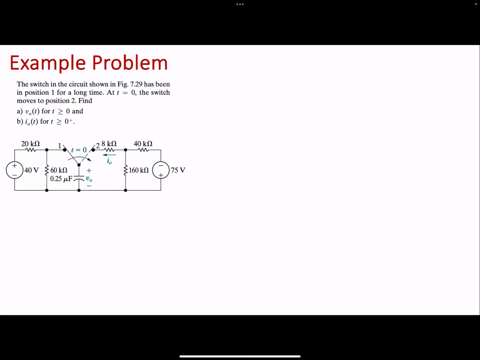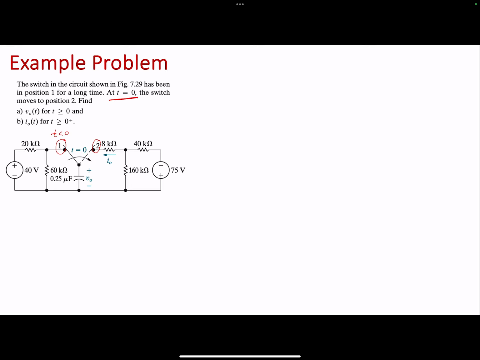Okay, so let's do the circuit again. This was a step response of an RC circuit. Here's an example problem, kind of interesting. What this example problem entails is that at time t equals 0, the switch moves from position 1 to position 2. So at time t less than 0, it was at position 1, and then at t equal to or greater than 0, it will be at position 2. So we would consider the right part of the circuit. Okay, so let's solve for these things.